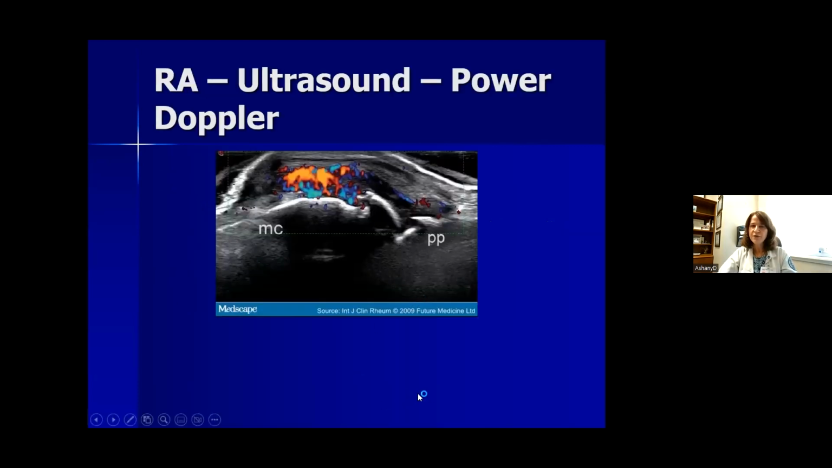So here I show you, this is actually a finger joint. It's that same joint where we saw an erosion before. And so this is the actual joint. This is the cartilage. And what we're seeing here is all of these pretty colors. That is the blood flow I was mentioning. And this indicates that this is indeed an inflamed joint, something that we can't appreciate on the X-ray.